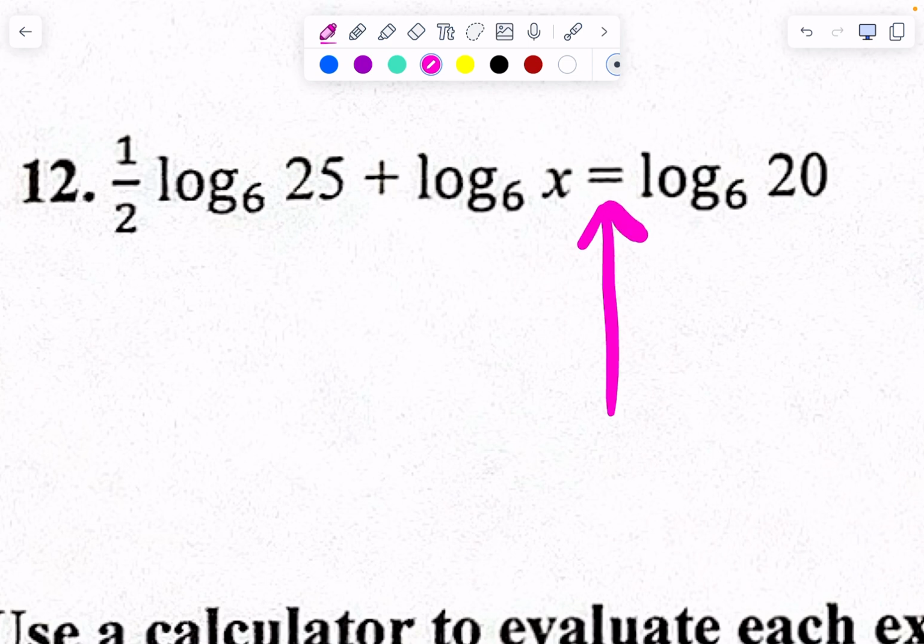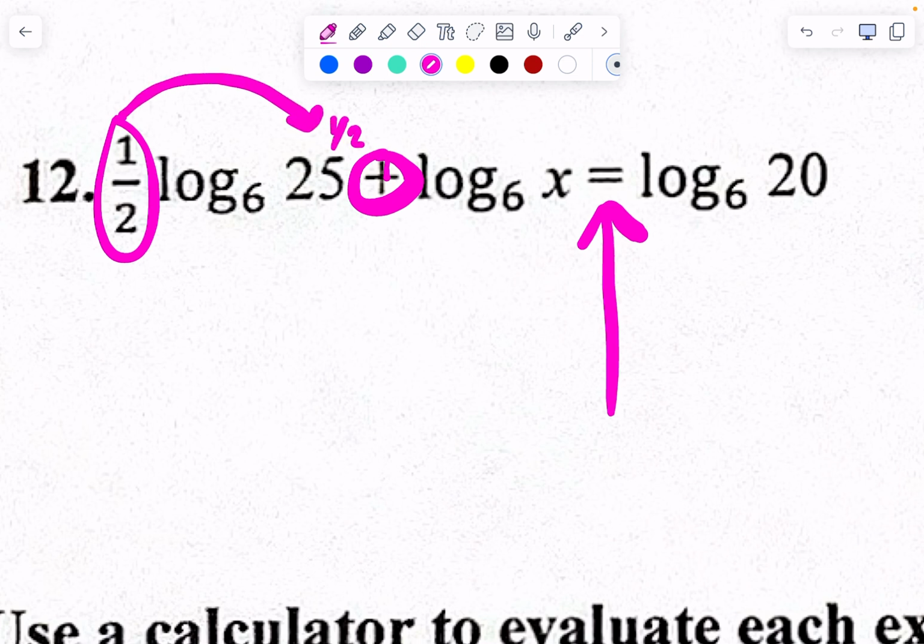Okay, real quick. Can I do this? Only one log. I have to have one log on the left side, one log on the right side so that it cancels. So what do I do with these two? Plus means multiply, but before I multiply, put the half back in. The half goes to the back, right?